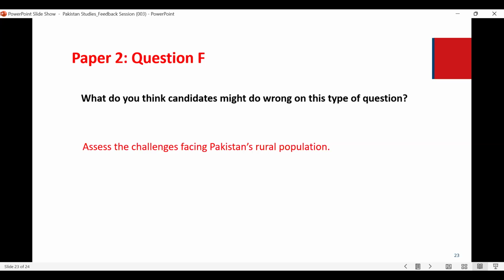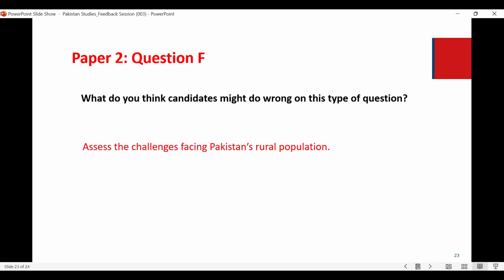So thinking about what candidates might do wrong on the F question, well, just writing about everything they know about the challenges and not assessing them. So they're not deciding which one they think is the most serious. That's really what the key is here. And also, they really need to be thinking this out. They need to be using their brains and really saying to themselves, what's different about rural that wouldn't apply to urban?